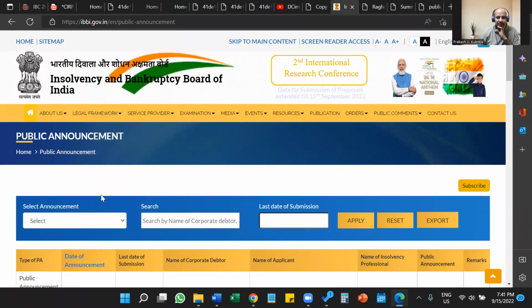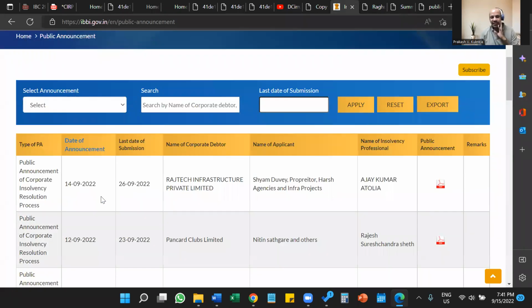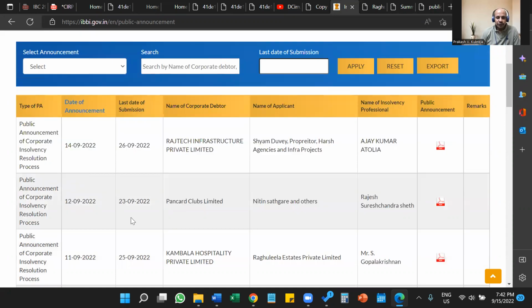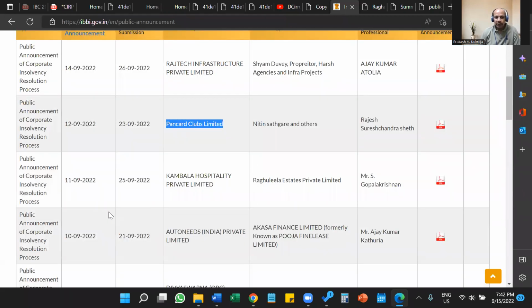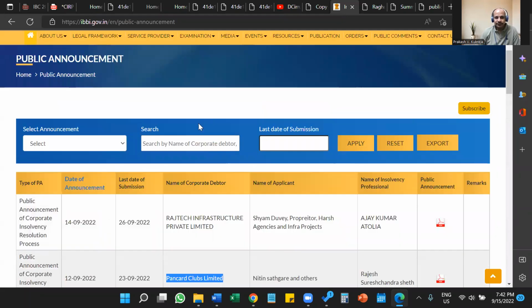If you just search for IBBI public announcement, you would see any company or any CD for that matter, which has gone under CIRP. So that will get listed. For example, Pan Card Clubs, which I just mentioned to you. There the date of announcement is 12th of September 2022 and the last date of submission. So you can see the public announcement here. All the public announcements are also uploaded on the IBBI website.